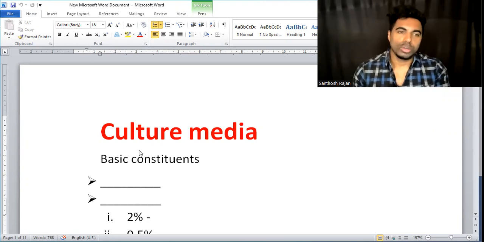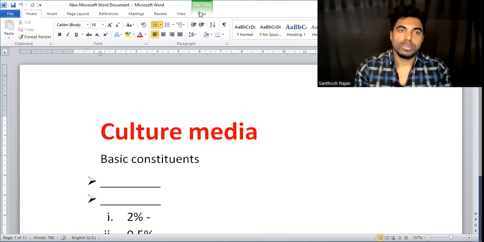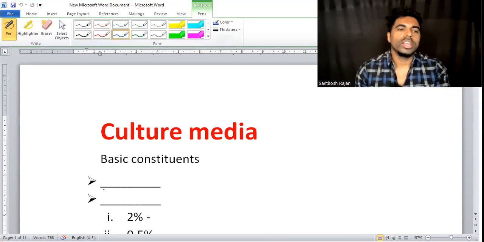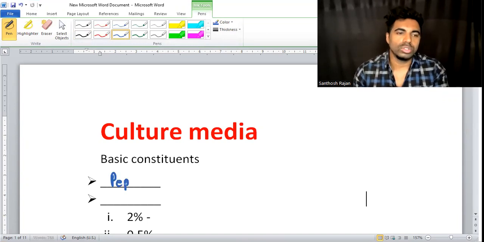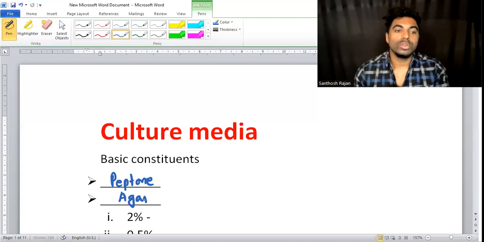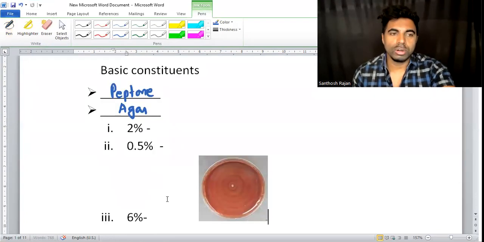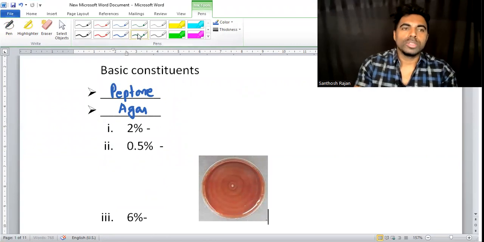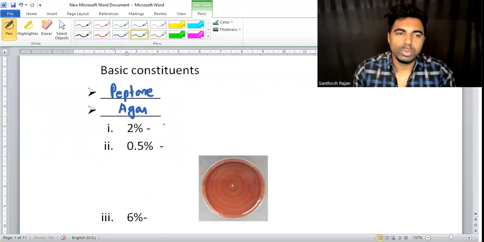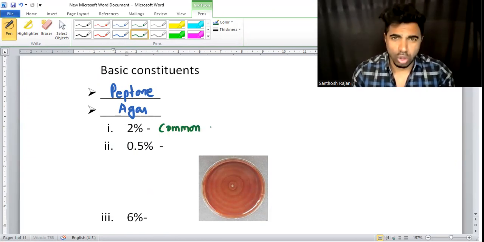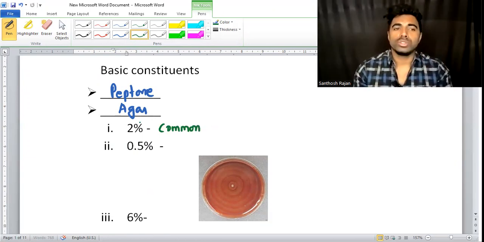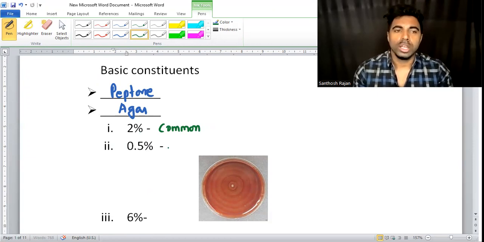Okay, now let's talk about culture media. So what are the important culture media? The first thing you should know: for any culture media, the basic ingredients are two things. One is the peptone and the other one is the agar. When you talk about agar, there are different compositions. It can be 2% or 0.5%. A 2% agar is your common one. The common percentage of agar used in any media is 2%.